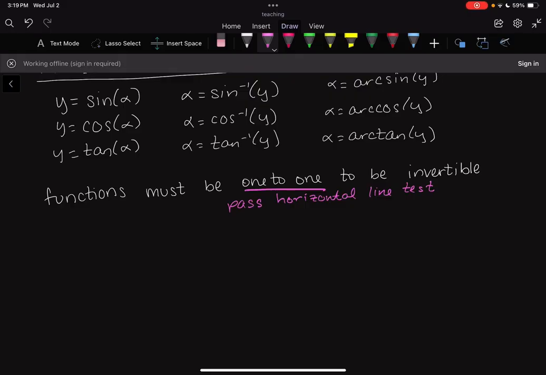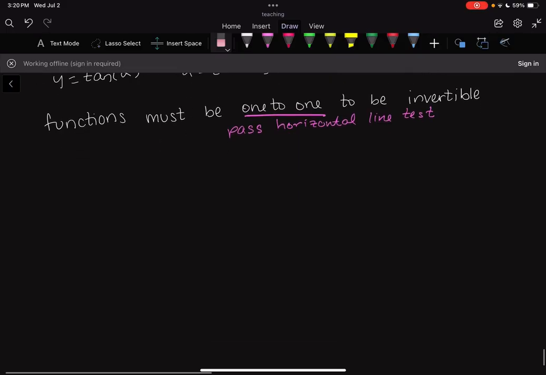So for instance, x squared is not a one-to-one function because if you look at the shape of it, it looks like a parabola. It doesn't pass the horizontal line test. And also you're having two different x values go to the same y value. So it's not one-to-one in the x's and y's. So for a function to be invertible, it has to be one-to-one.